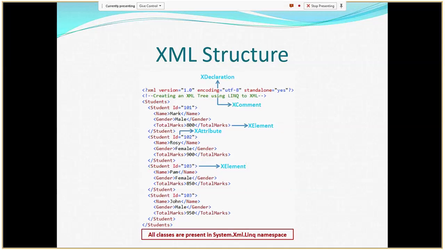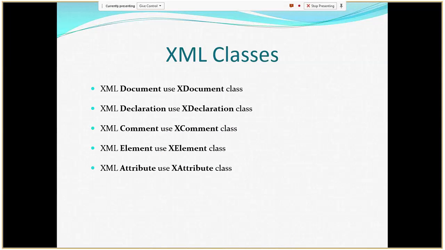Then XElement is how we declare the elements inside the XML document, and XAttribute is for any element. If you want to give an attribute, you should use the XAttribute class. These are all defined in the System.Xml.Linq namespace. So for the document we use XDocument, for declaration we use XDeclaration, for comment we use the XComment class, for element the XElement class, and for attribute the XAttribute class.